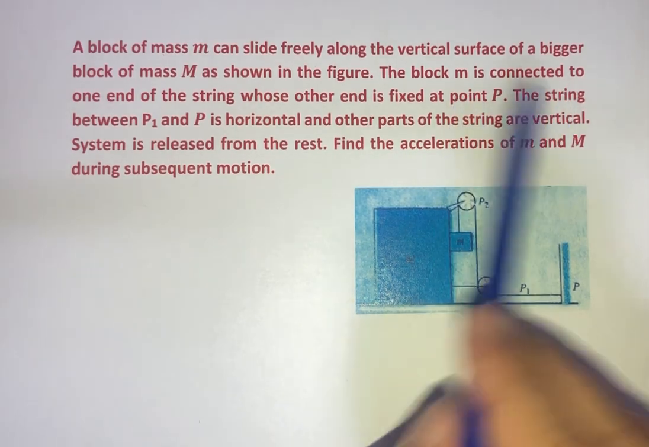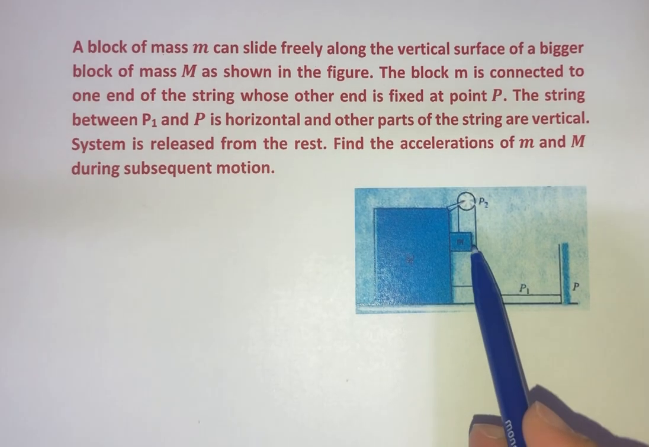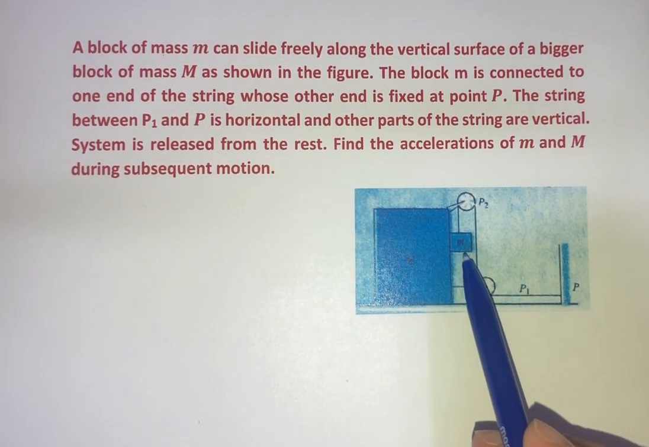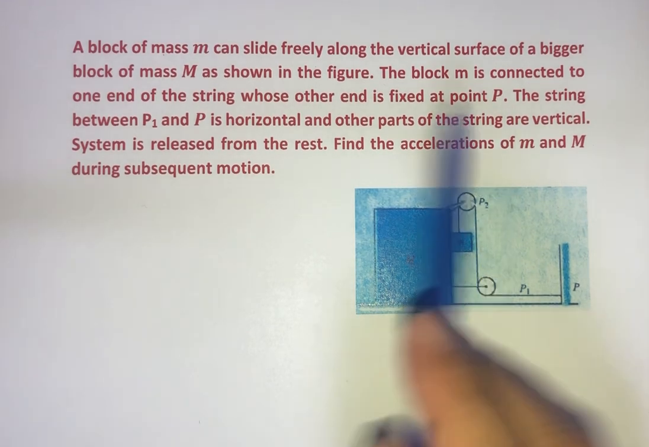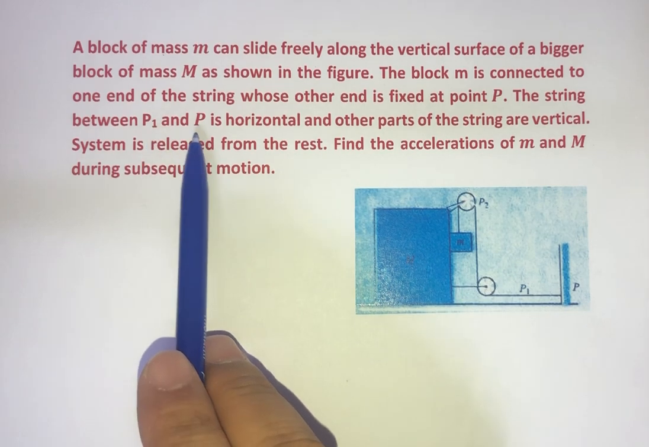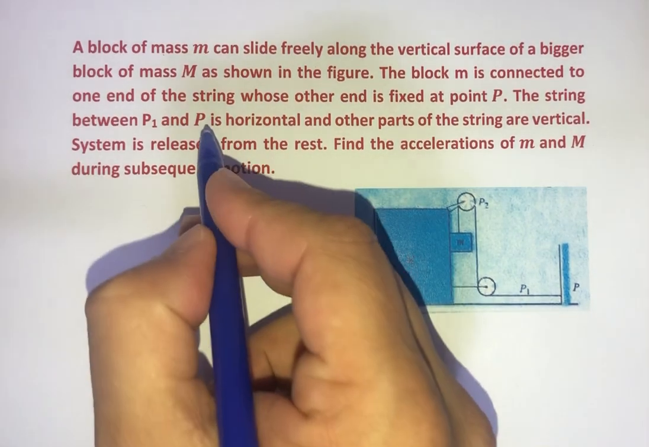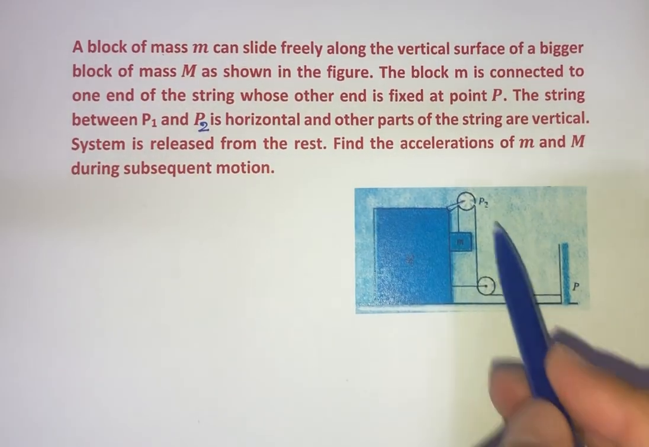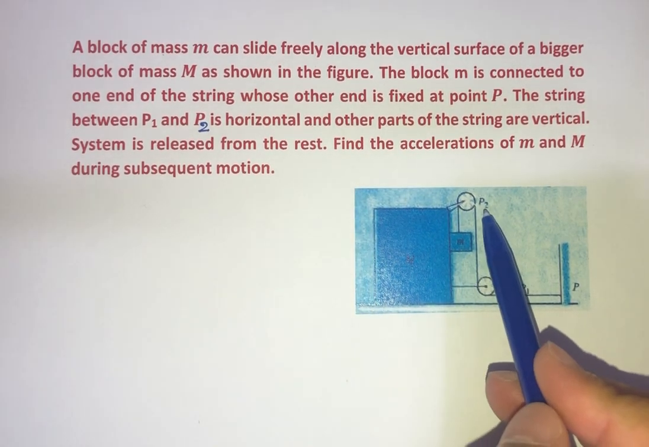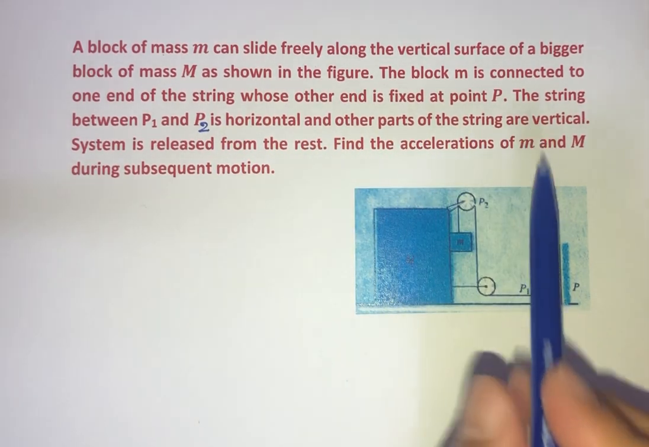The block M is connected to one end of the string whose other end is fixed at point P. So this is the fixed point of the string and the other part is connected to the small mass m. The string between pulleys P1 and P2 is horizontal and other parts of the string are vertical.